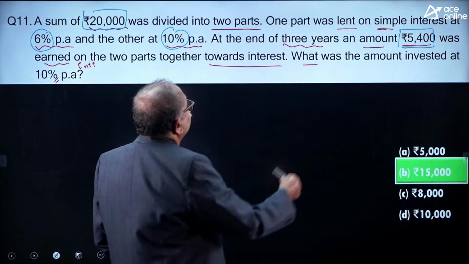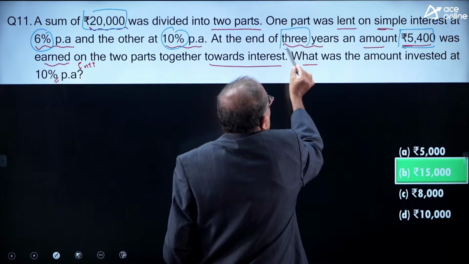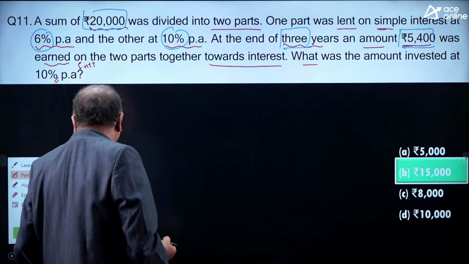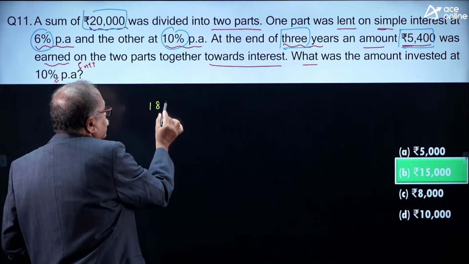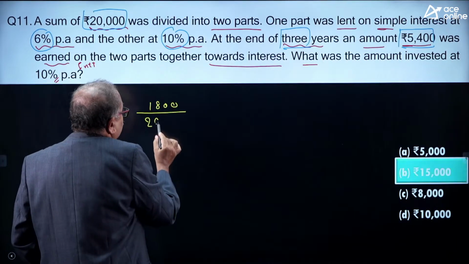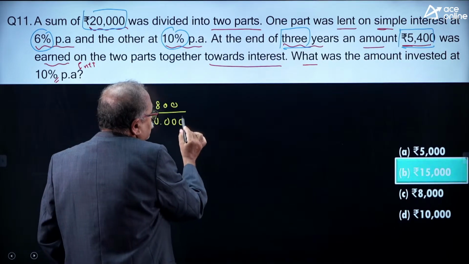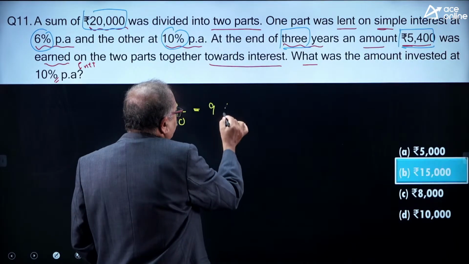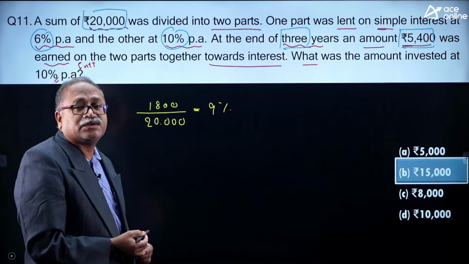So, this is for how many years? 3 years. For 1 year, how much? 1800. So, what is the mean rate of interest? That is 1800 over 20,000. That is what he understood, that 9% is the mean rate of interest.